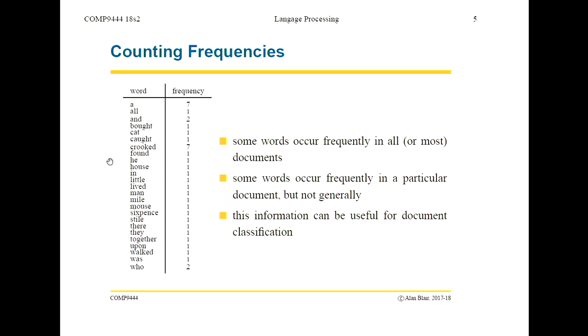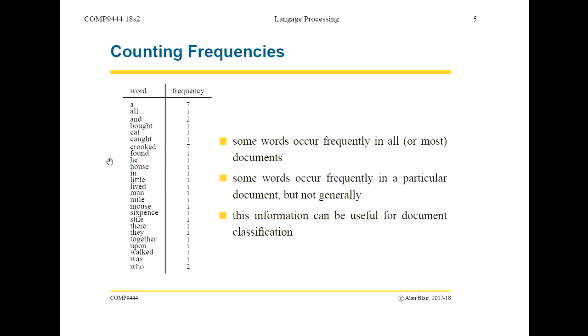But then there's some words that may occur frequently in a particular document, but are not generally common. So in this case, the word crooked appears 7 times. You may think that this is unusual, but in fact this is typical. If a document was the instruction manual for a refrigerator, then the word refrigerator might occur a lot. If it's a legal document relating to custody of children, then custody and children would occur. So in any document you tend to see these words that occur many times in that document.